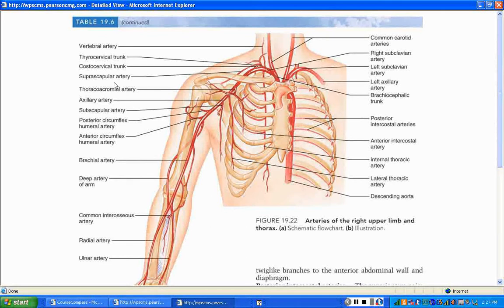So let's go through here. I will have you check off on this column the ones that you need to know. You need vertebral. Then you can skip a whole bunch and go to axillary. And then brachial. And then radial and ulnar.